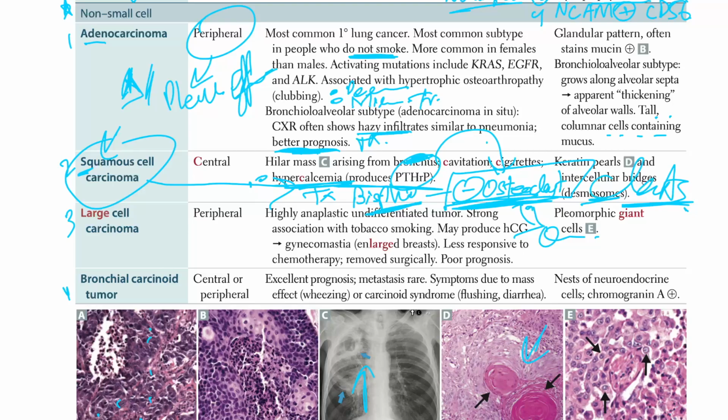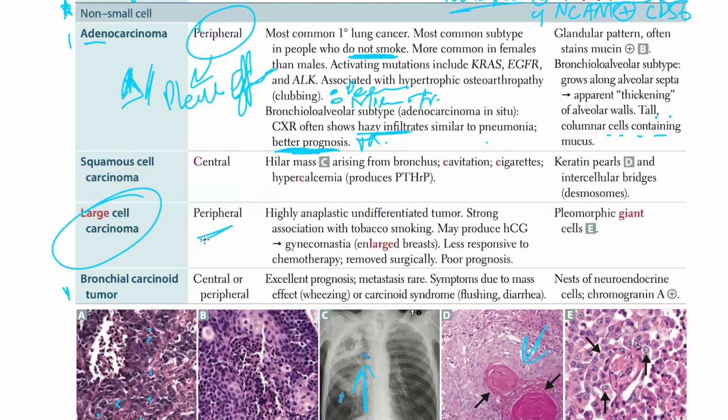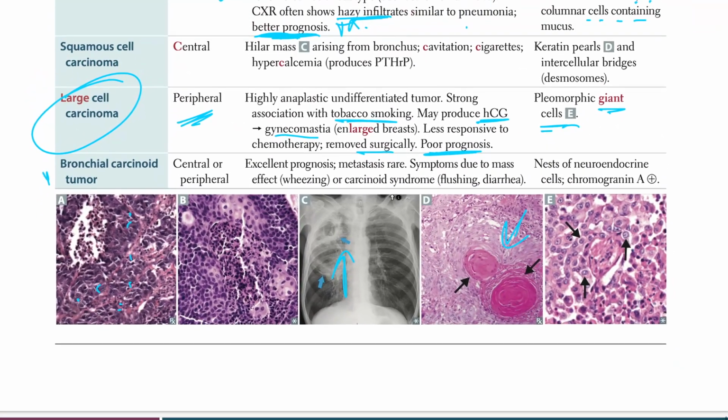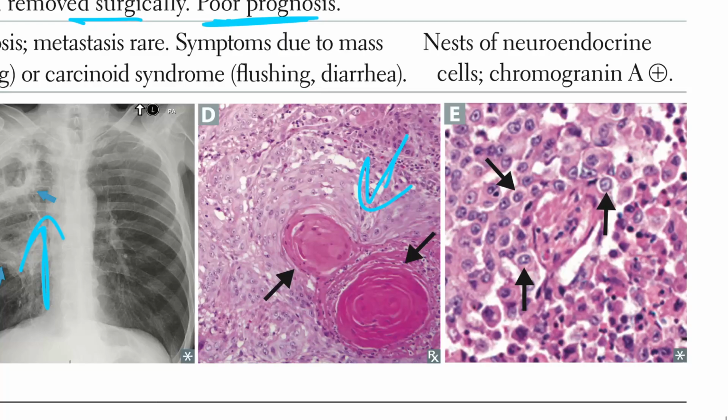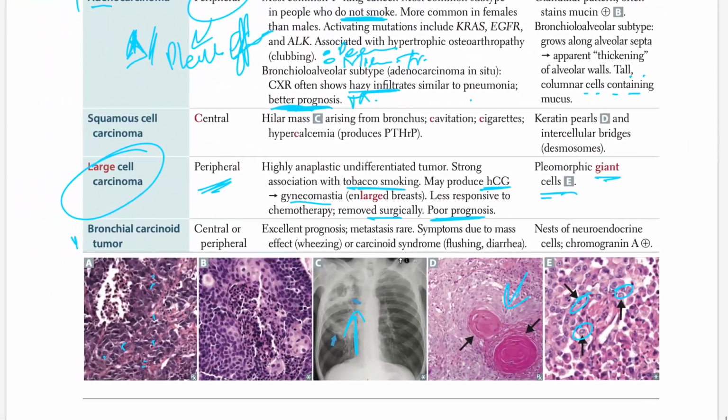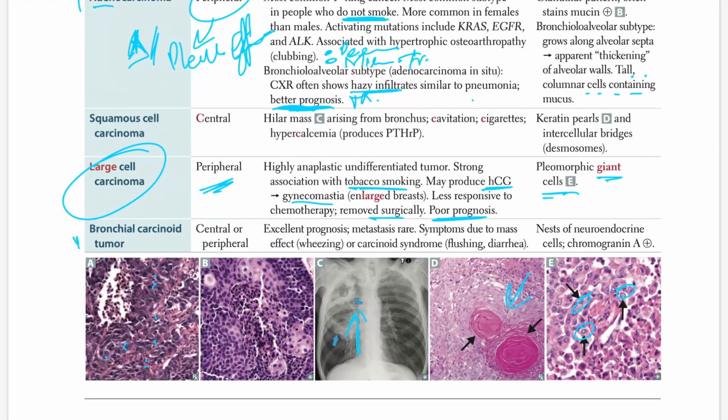Then we have large cell carcinoma, which is in the periphery, a highly anaplastic, undifferentiated tumor, strongly associated with tobacco smoking. It may produce HCG, causing gynecomastia, which is enlarged breasts. It is less responsive to chemotherapy, is removed surgically, and has a poor prognosis. Pleomorphic giant cells will be seen in picture E. My bad, not macrophages, but these large cells are seen as giant cells.